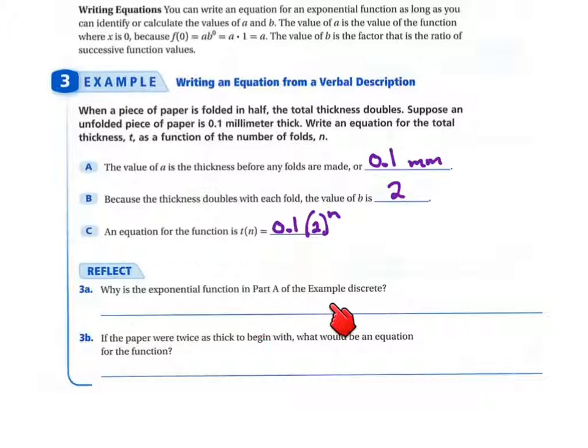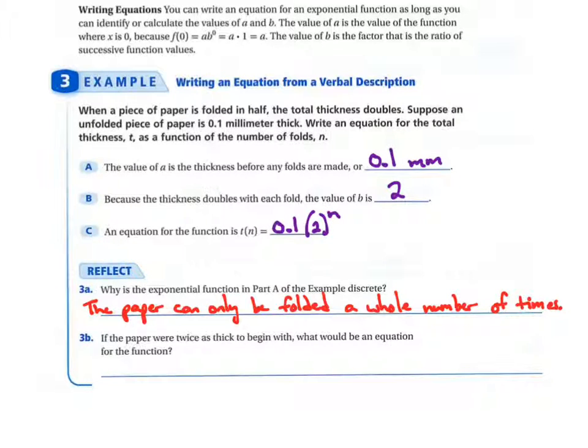Why is the exponential function here discrete? Can you fold a paper like 1.5 times? No. You can only fold a whole number of times. And I think that whole number is actually 8. I don't think you can... Okay, shut up and keep teaching, Decker.